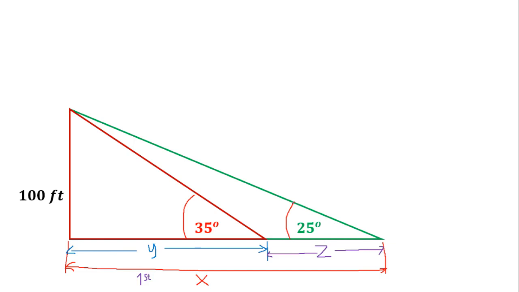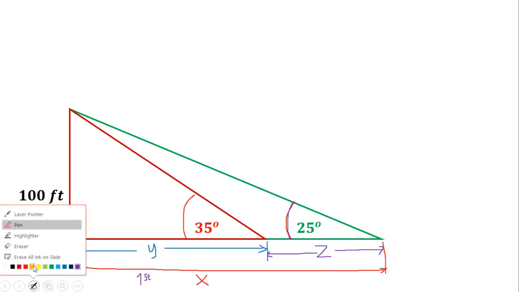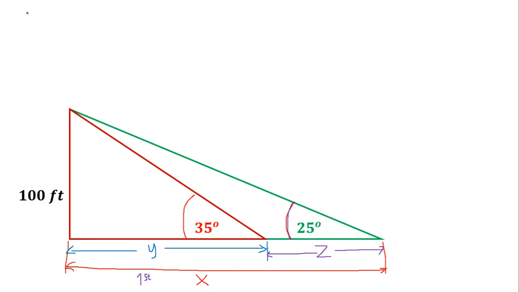Using 25 degrees, this is the opposite, and we have to find the adjacent. So we are going to use tangent. Tangent 25 degrees equals opposite, which is 100, over adjacent, which is x. Doing the cross multiplication, we have x equals 100 over tangent 25 degrees.